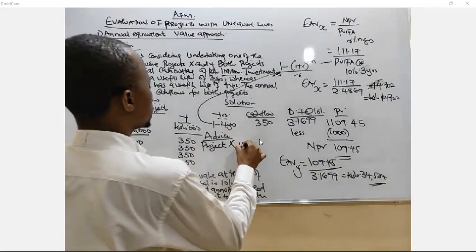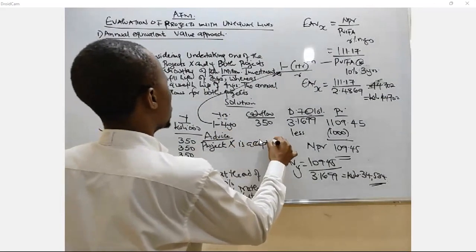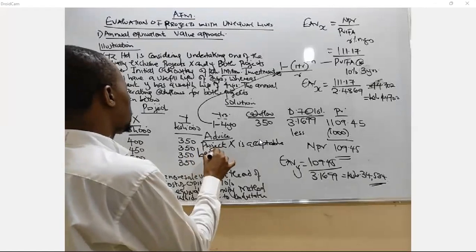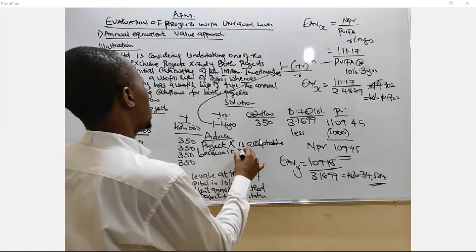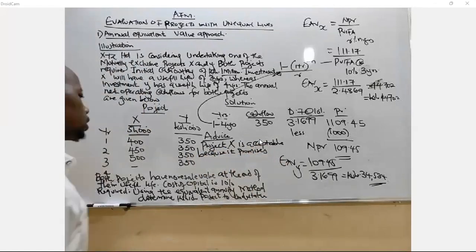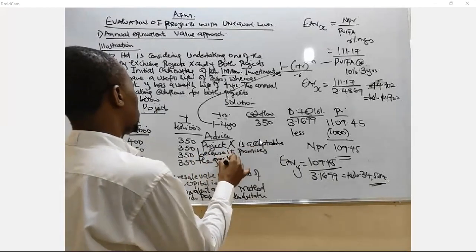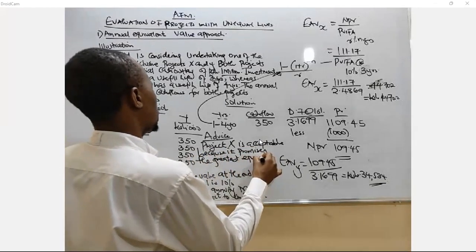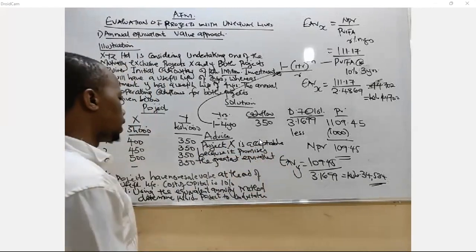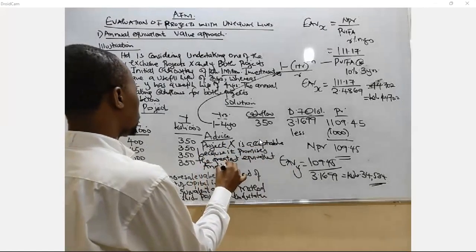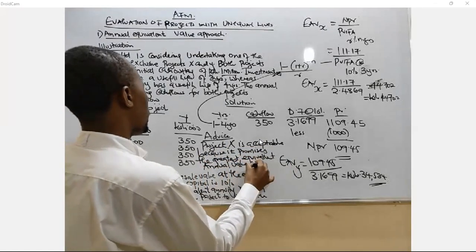Very good. Project X is acceptable because it promises high returns. It normally promises what? Because it promises the greatest equivalent return. It normally promises the greatest equivalent annual value compared to Y.